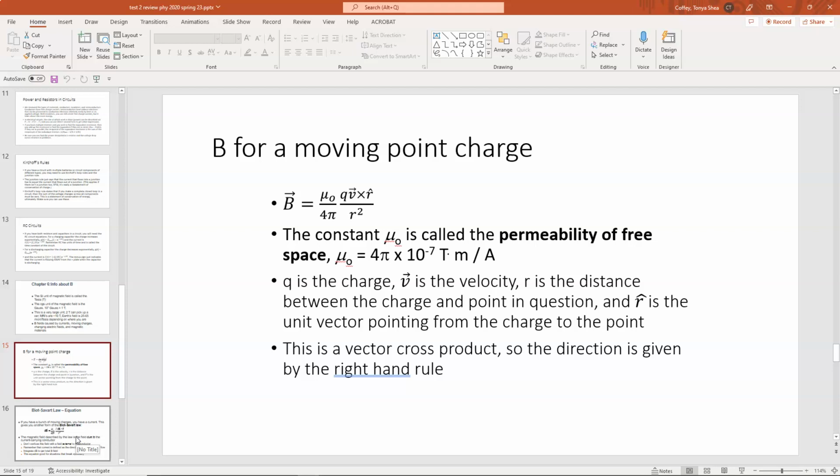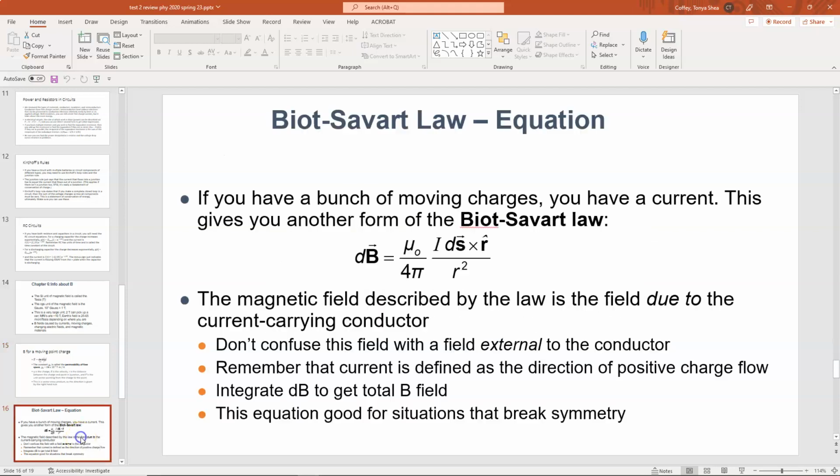And then Q is the charge, V is the velocity of the particle, R is the distance between the charge and the point where you want to know the magnetic field, which I call the point in question, and R hat is the unit vector that points from the charge to the point. So this QV cross R hat is a vector cross product, so the direction of the magnetic field at this point is given by the right-hand rule, which you should definitely practice.